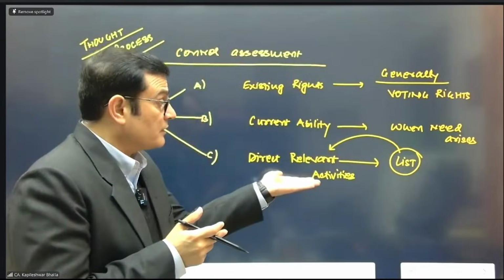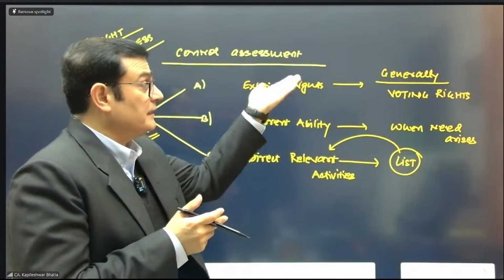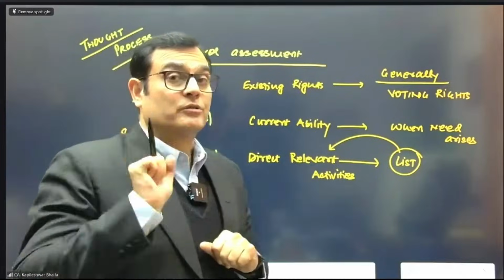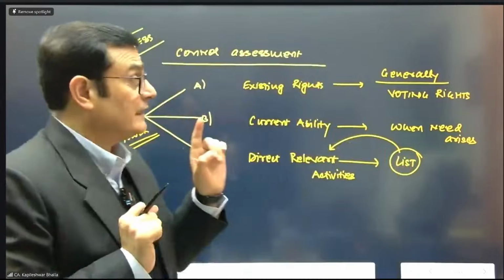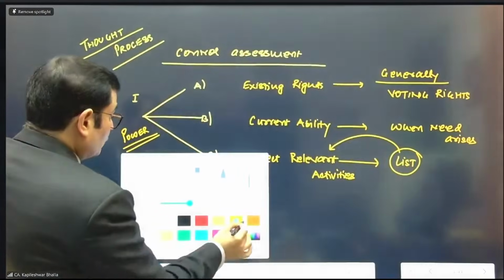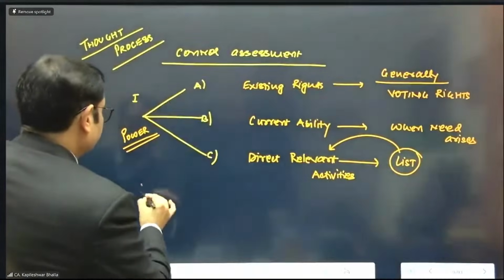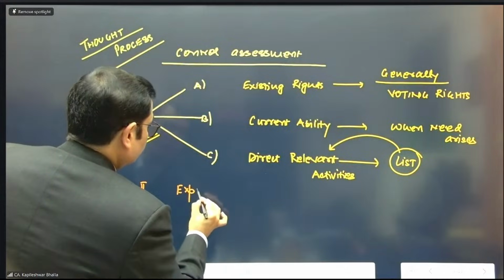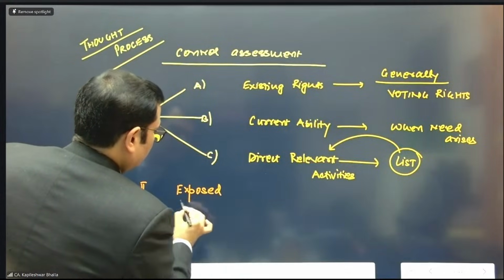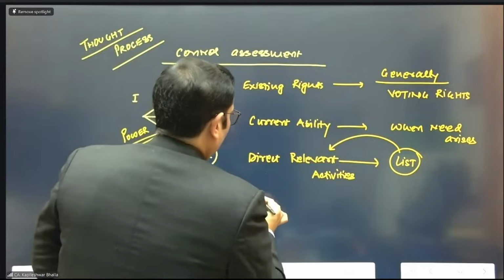So we'll go like this: relevant activities, current ability, and existing rights. Once you've understood that, you know that as an investor, you have power. That is Step 1, ABC. Then you go to step number 2, where you should be exposed to variable returns.